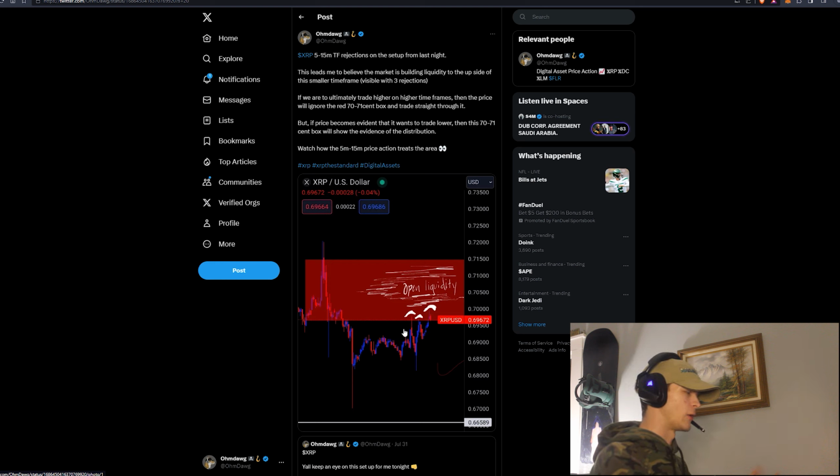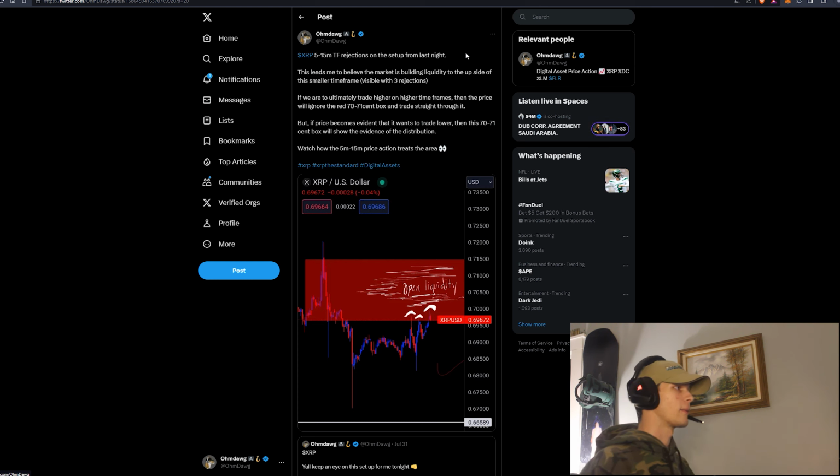I believe this was a 30-minute or 15-minute. I can't remember precisely. Okay, yeah, here we go. So 5 to 15-minute time frame rejections on the setup last night. This leads me to believe that the market is building liquidity to the upside of the smaller time frame, visible with 3 rejections. If we are ultimately to trade higher on higher time frames, then the price will ignore the red 70 to 71 cent box and trade straight through it.